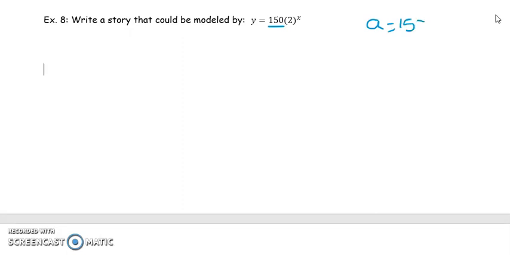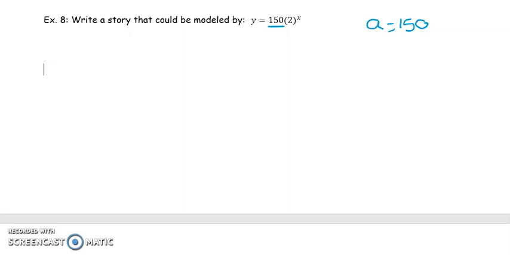So the 150, remember, that is our A value. That's the initial value and what we start with. So it's our A, 150. We need to come up with something that's going to start with a value of 150. It can be money, it can be a population, it can be whatever we want it to be as long as we start with 150.